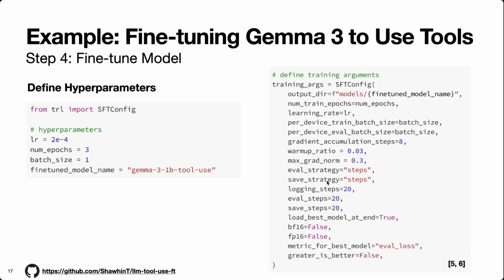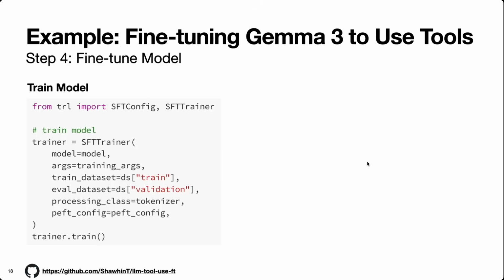Eval strategy, the save strategy, so this is just saying that we're going to evaluate the model every 20 steps. We're also going to save it every 20 steps. We'll load the best model at the end, and best in this case will be the evaluation loss instead of the training loss. And then we can train the model, so we just pass everything into an SFT trainer. This is from the TRL library from Hugging Face. We have our training data set and then validation data set for evaluation, and we pass in our PEFT config to do the LoRA training. And then we just train it.